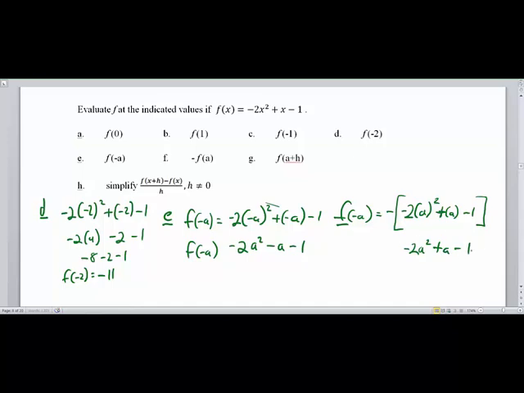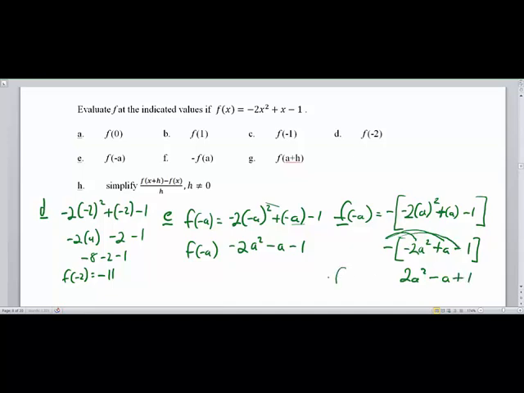Now this whole thing cannot be simplified anymore because I can't combine like terms, since they're different. But I have a negative here, and this negative distributes to all three of these terms. And so that makes this a positive 2a squared, showing this little line there for the distribution. This makes this a negative a, and this makes this a positive 1.